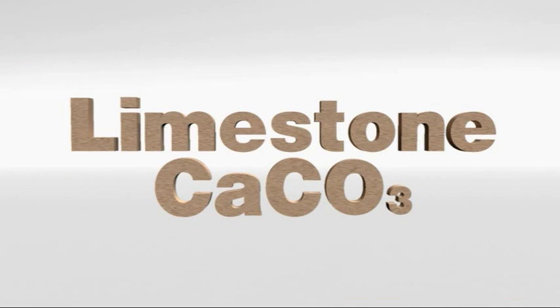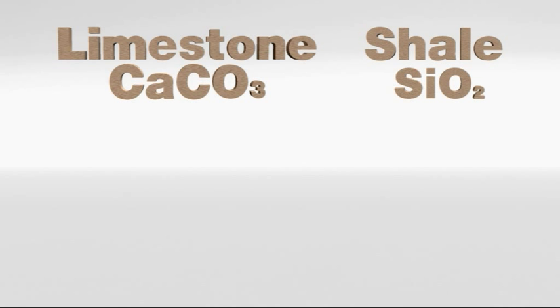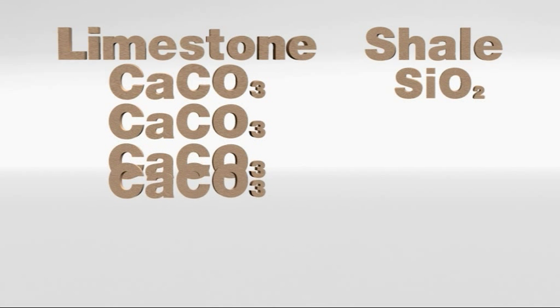Limestone consists almost entirely of calcium carbonate. Shale and overburden contain a high proportion of silica. The crushed raw materials of limestone and the silica-bearing shale and overburden are blended in proportions of 4:1 approximately.